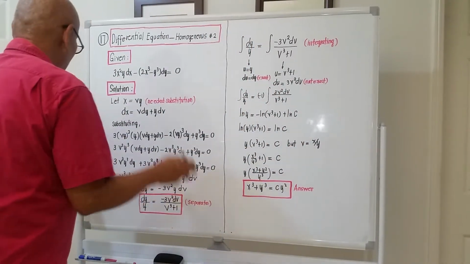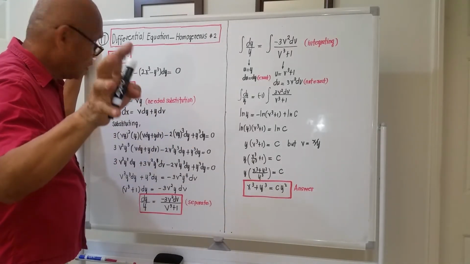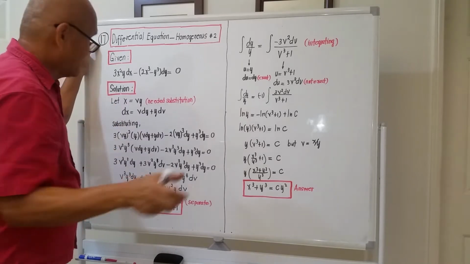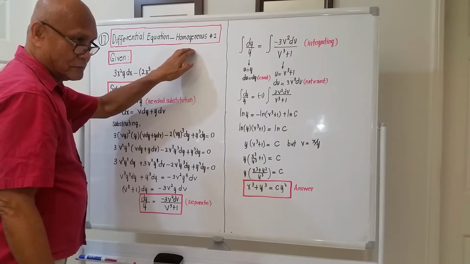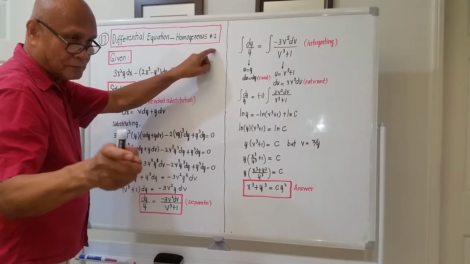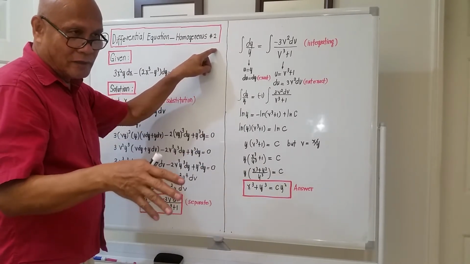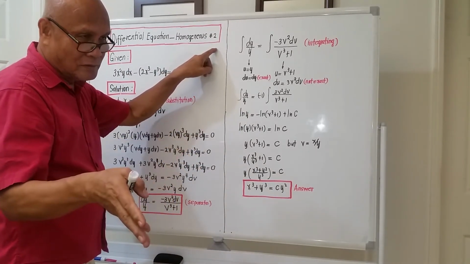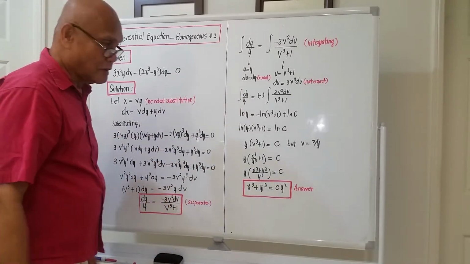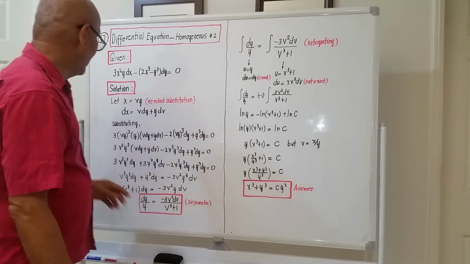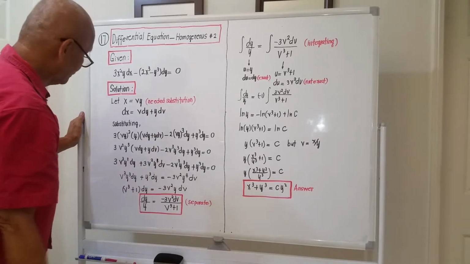This is now my lesson number 17 on my channel, Professor David J. De Los Reyes, on the course differential equation. The topic is homogeneous, number 2. The previous discussion was lesson number 1. It is still homogeneous. I will give you some more examples of homogeneous differential equation. It's another variation of a problem. So this is actually lesson number 17 under the course differential equation.